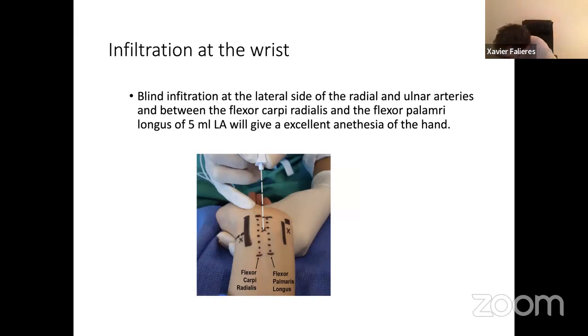But much more important to know, when you don't have anything and you need to give a good block for hand surgery, you can perform a blind infiltration at both lateral sides of the radial artery and ulnar artery. And then for the median nerve, you will give some local anesthetic between the flexor carpi radialis and the palmaris longus. A lot of surgeons give themselves this anesthesia for carpal tunnel syndrome. They know perfectly how to perform this block. It's very useful. So we can have a very complete anesthesia of the hand using this blind technique.